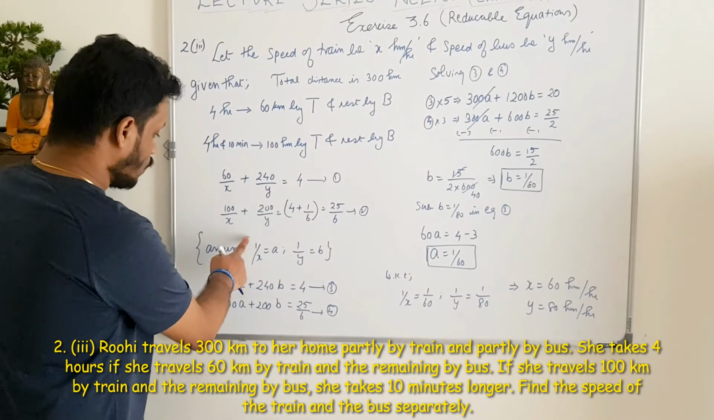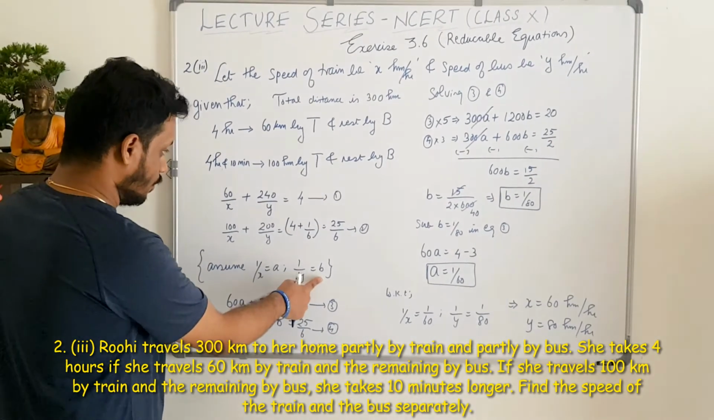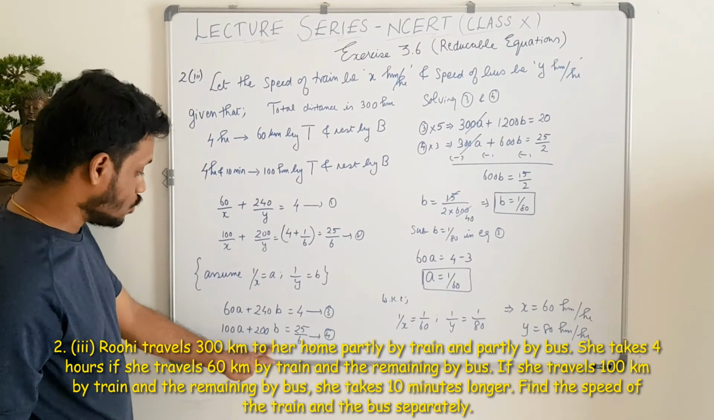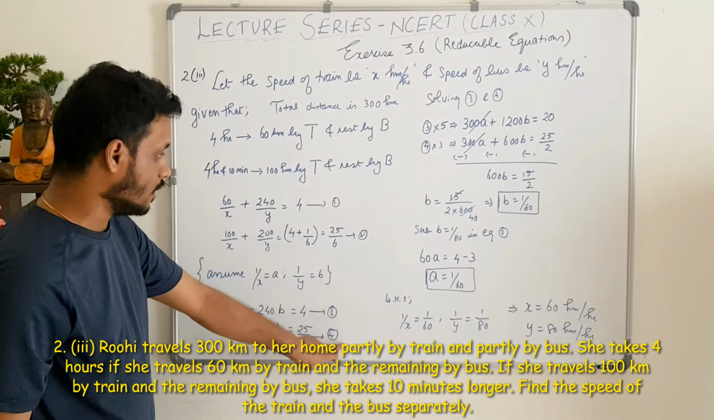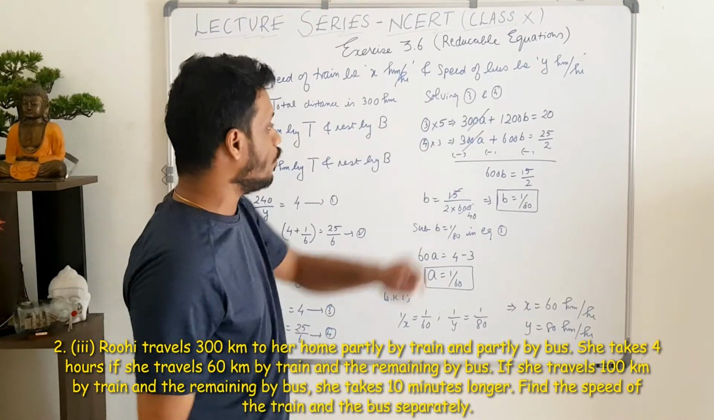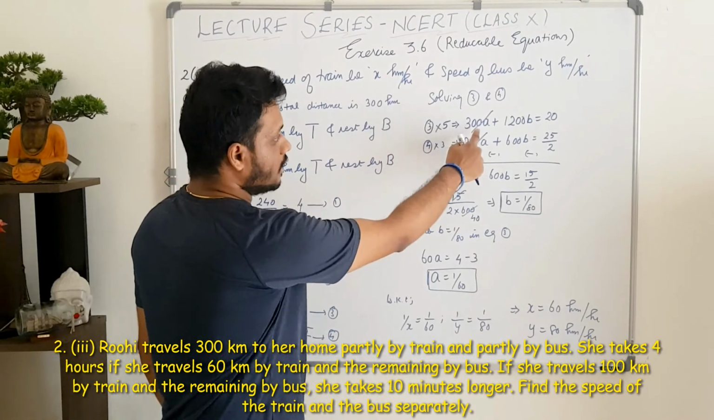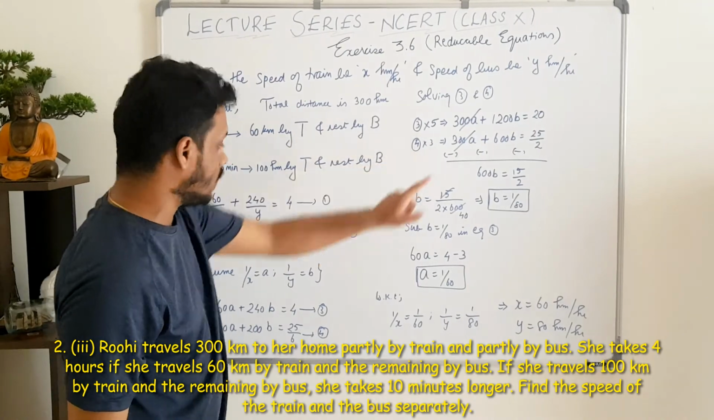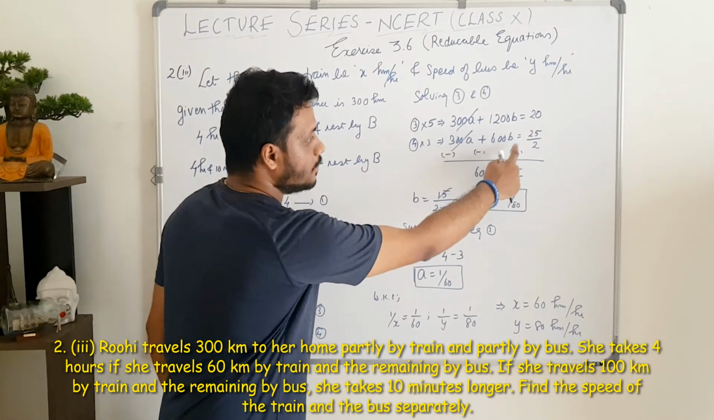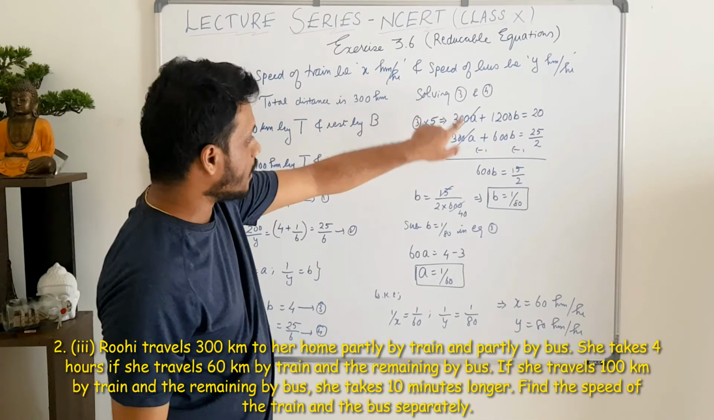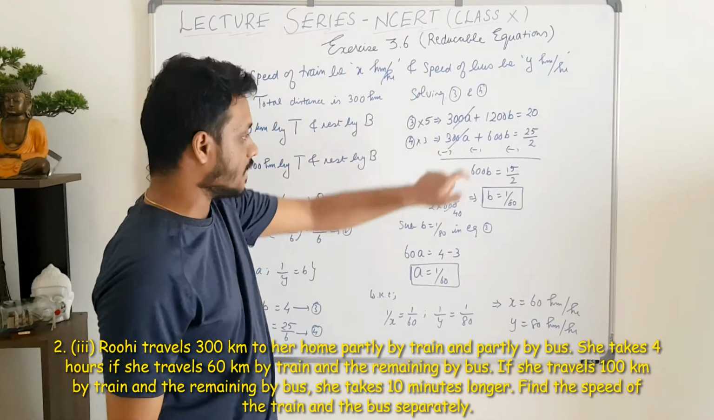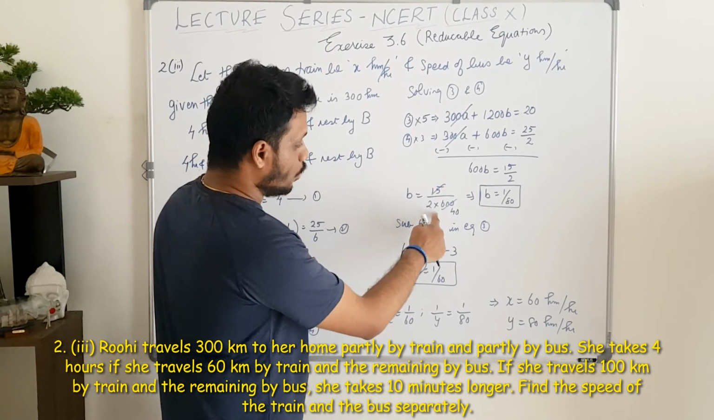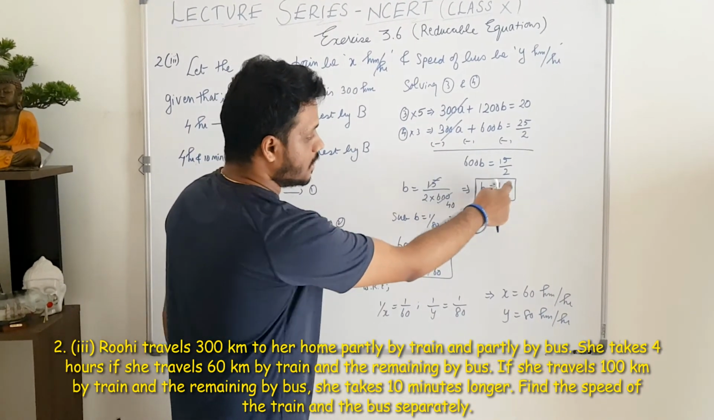So now I make an assumption 1 by x is equal to A and 1 by y is equal to B. Then this equation becomes 60A plus 240B equal to 4 and 100A plus 200B is equal to 25 by 6. So this is my third and fourth equation. Now I am solving 3 and 4. I multiply the third equation with 5. I get 300A plus 1200B is equal to 20 from this. Then I multiply the fourth equation with 3. I get 300A plus 600B is equal to 25 by 2. So when I subtract these two, this 300A and minus 300A gets cancelled. So I will be left with 600B is equal to 15 by 2, where B would be 15 by 2 into 600. So on cancelling, I get B is equal to 1 by 80.